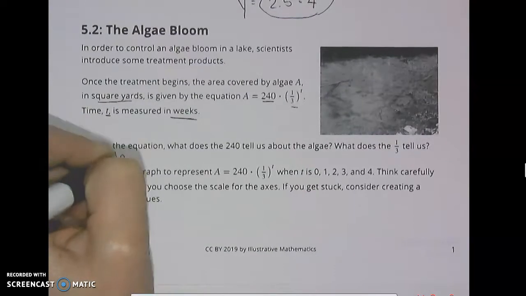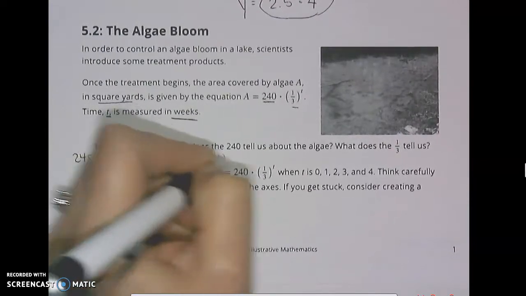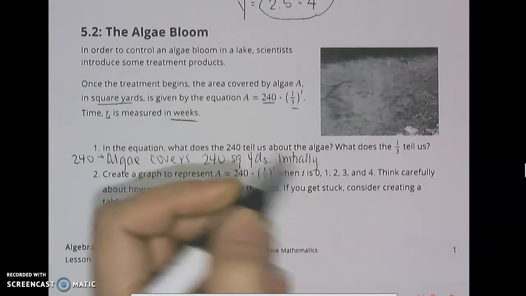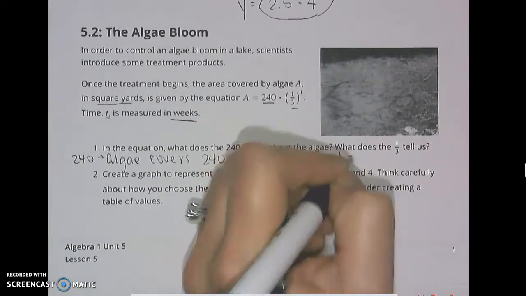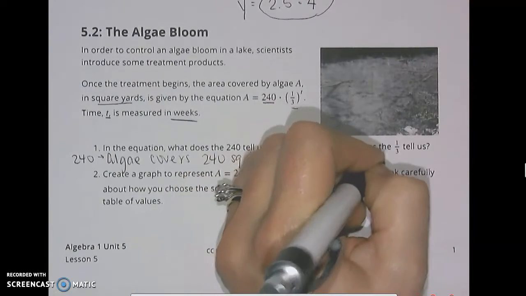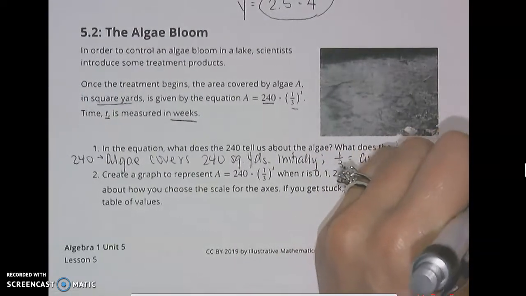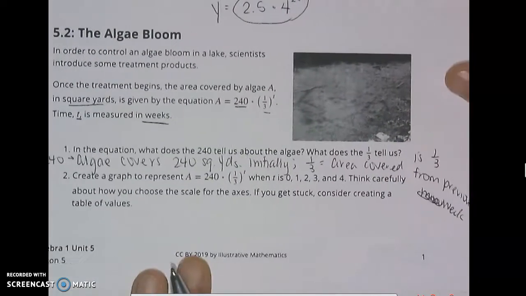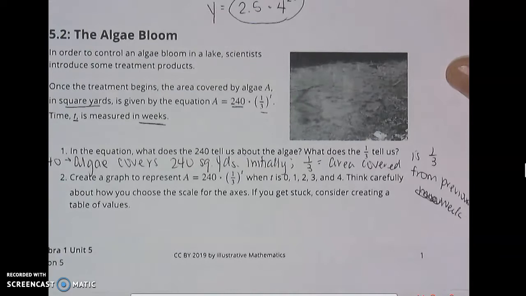So 240 means the algae covers 240 square yards initially. At the beginning of this all, it is covering 240 square yards. The 1/3, what does that tell us? This says that the area covered is 1/3 of the previous week. Here we're dividing by 3; multiplying by 1/3 is the same thing as dividing by 3.